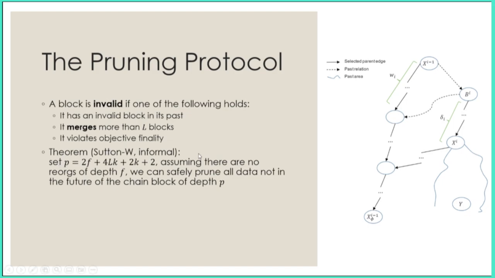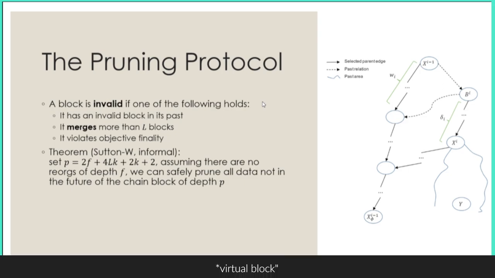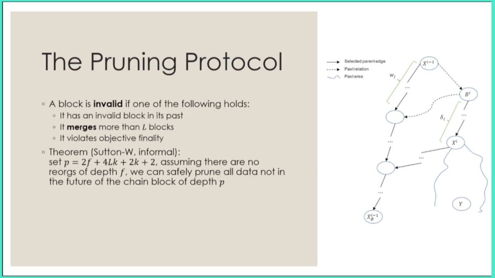So if we assume there are no reorgs of depth F, we can throw away all of the blocks except the blocks that are in the future of the chain block of depth P. That is, we start with the current block, we go to the depth P, we see the block that is there, and we erase the data on all blocks but this block and all the blocks in its future, which turn out to be a constant amount of blocks.